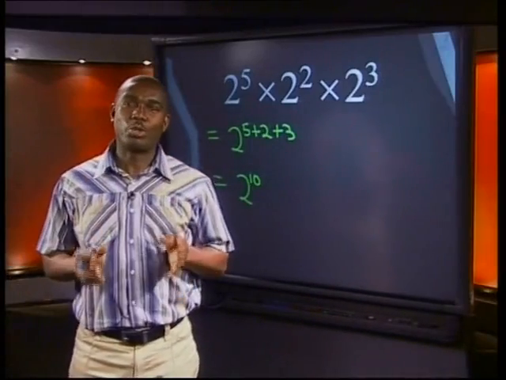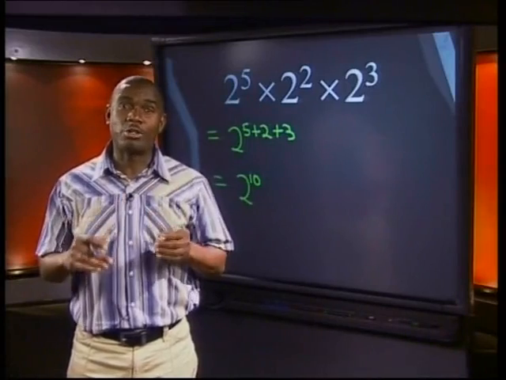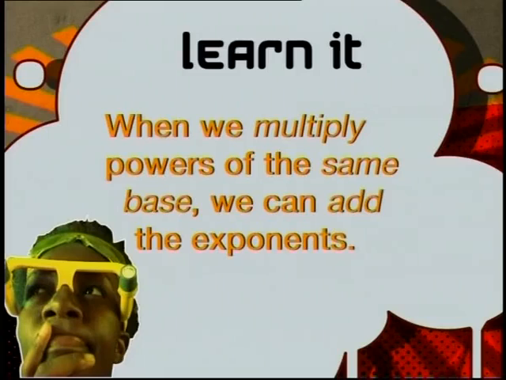We can generalize what we have found from this example. In other words, we have just worked out our first law of exponents. When we multiply powers of the same base, we can add the exponents. This is important. The bases have to be the same.